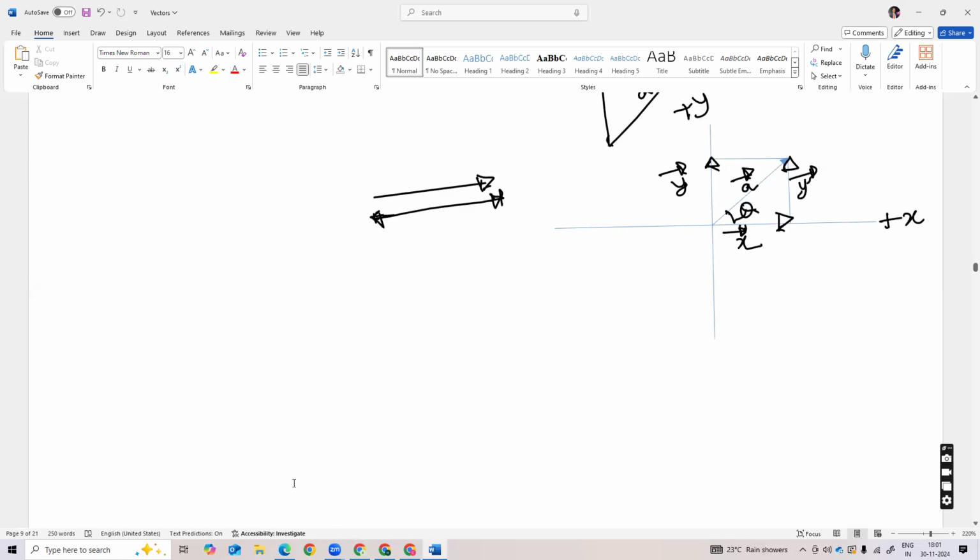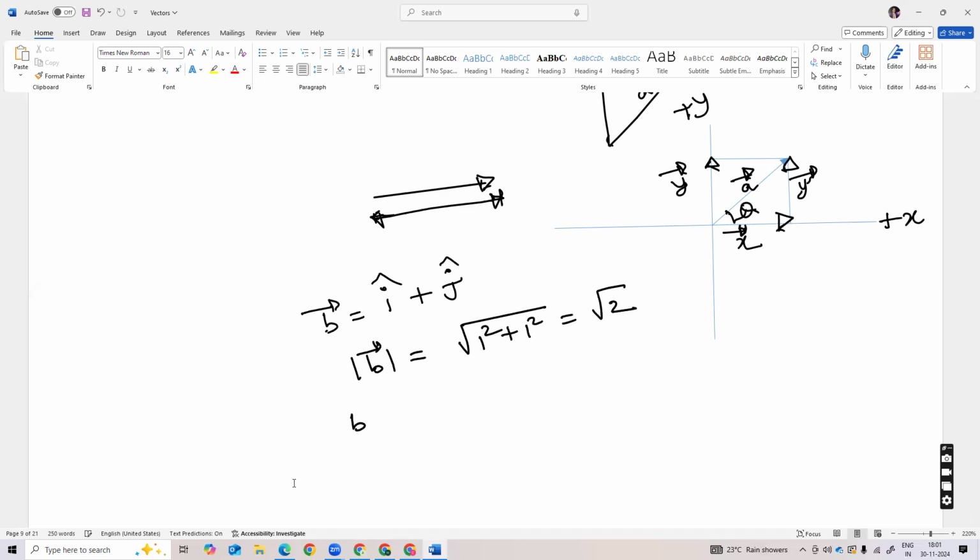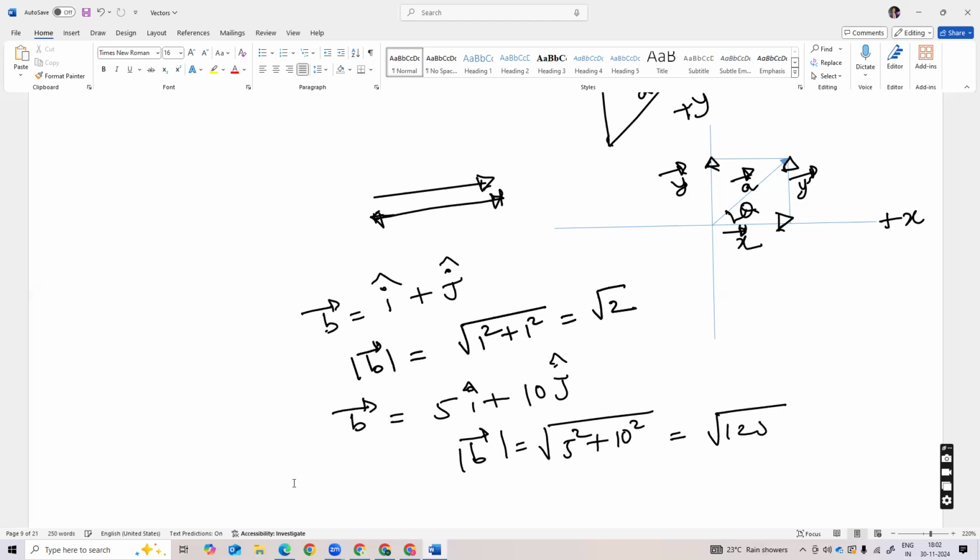Okay. Similarly, if you have a vector B equal to i plus j, then its magnitude will be root of 1 square plus 1 square, which is root 2. Similarly, if you have vector B equal to 5i plus 10j, then its magnitude will be the square root of 5 square plus 10 square, which is the square root of 125.